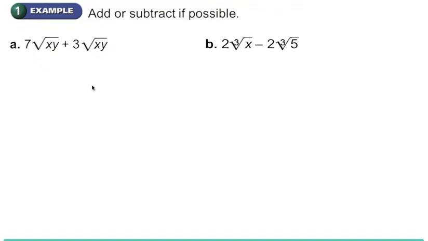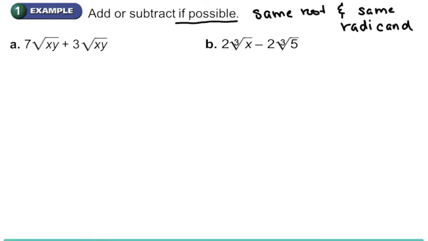Okay, example 1, add or subtract if possible. That "if possible" means we need to have the same root and the same radicand. The radicand is the stuff underneath the radical. Okay, so the same root and the same radicand.